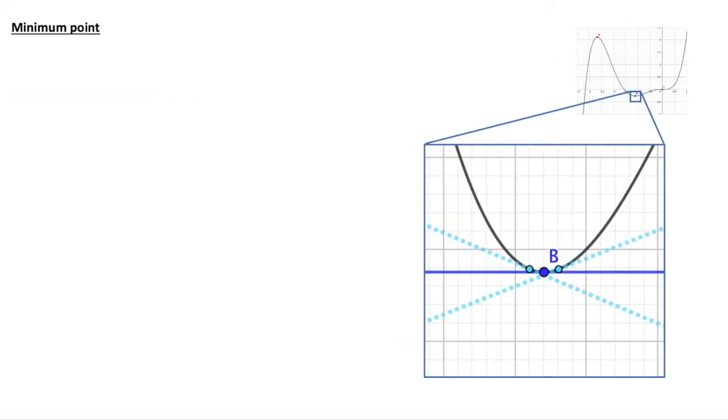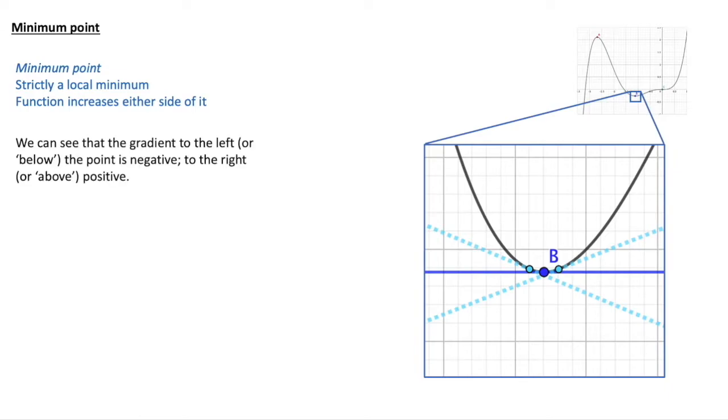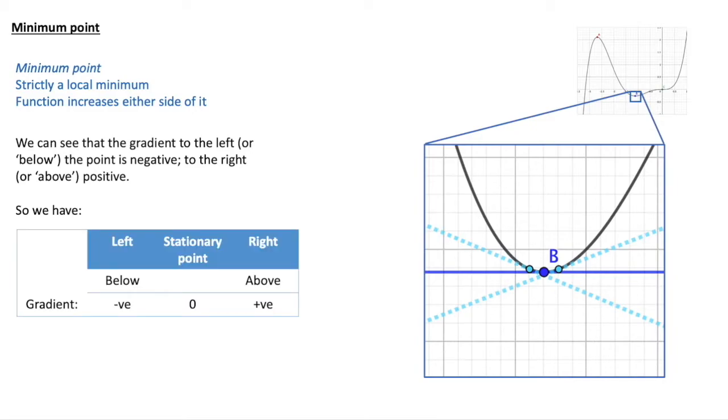Let's have a look at a minimum point. This time we can see that the gradient to the left of the point, so this point here, is negative. The gradient to the right of the point is positive. So to the left of the point, or below the point, the gradient is negative. At the stationary point the gradient is 0, and above the stationary point the gradient is positive. So we can see that the gradient of the function is increasing.